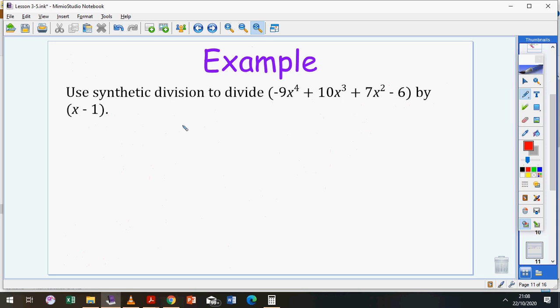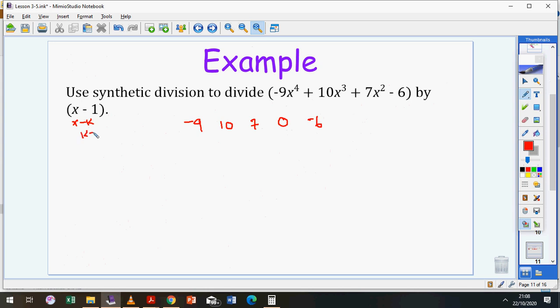Again, I'm going to pick out the coefficients. So negative 9, that's for x to the power 4. Positive 10 for x to the power 3. Positive 7 for x to the power 2. Since this polynomial doesn't have an x to the power 1, its coefficient is 0. And then negative 6 as the last one. I'm dividing it by x minus 1. Compare that with x minus k. You can see that the k value is 1.